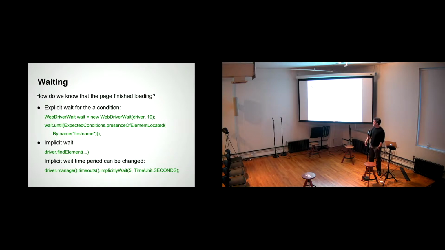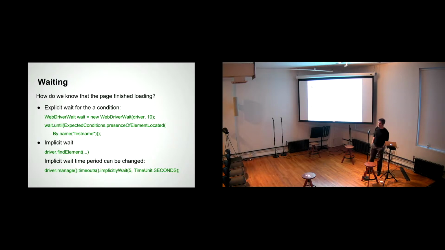There are two ways to wait, explicitly and implicitly. Explicitly, you can just create a wait object. And I'm saying, okay, this wait object refers to my driver, and the length is 10 seconds. And then you use that, and explicitly you say, wait until some condition is met. Okay? So you can read what that means. It's pretty obvious.